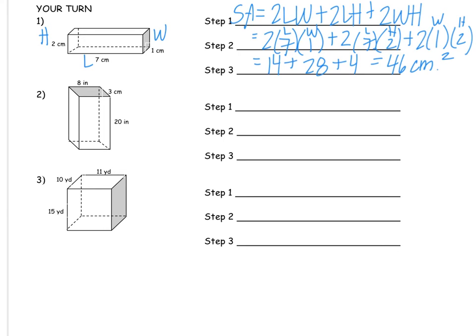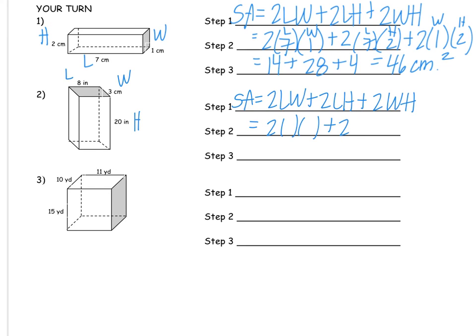Kind of like volume a minute ago, it doesn't really matter what you call L, W, and H on the shape, as long as you end up plugging every number into the formula. So we'll call H, L, W. So step 1 is to write the formula. And draw your parentheses for your numbers. Okay, so the length is 8, width is 3, length is 8, height is 20, width is 3, and the height is 20.